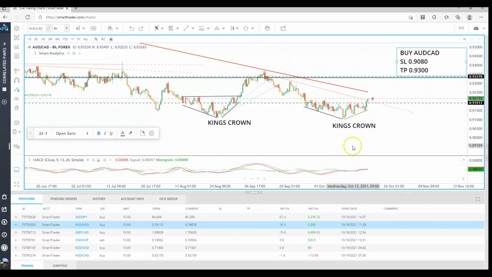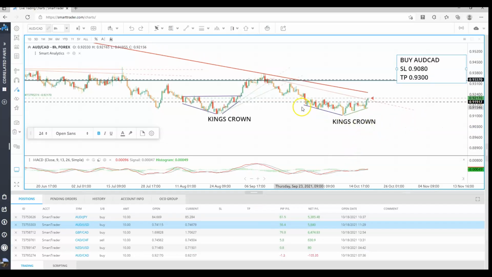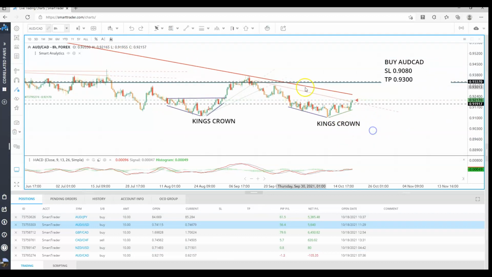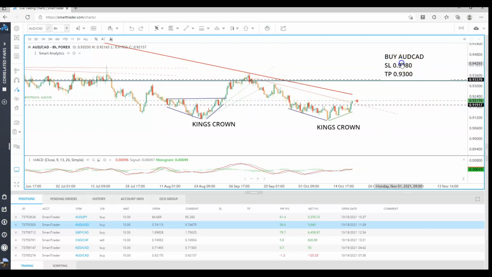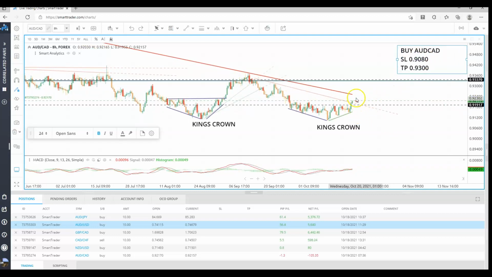So I go to my chart, and I also notice that we have what is called a King's Crown, a trend line break. So a lot of confirmation for the Australian dollar, and I'm going to take this all the way up to 93.